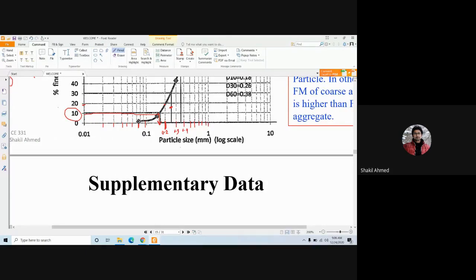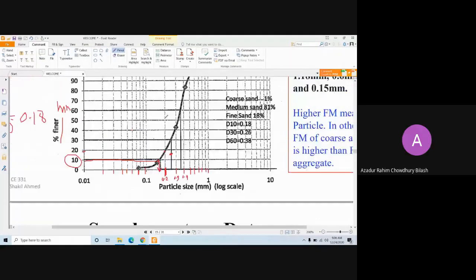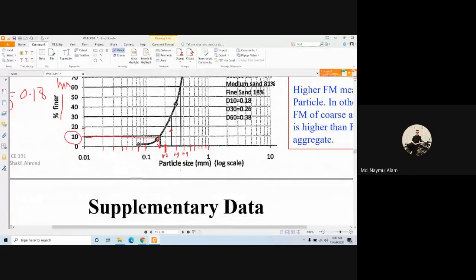Corresponding to 0.2, this is around 20% or 19%, whatever it is, right? Let's call it 20, whatever it is. Now, that means this is percent finer, remember. So that means 20% of particles are less than 0.2, am I right? Yes, sir. Let's call it 18%. 18% of particles are less than 0.2.